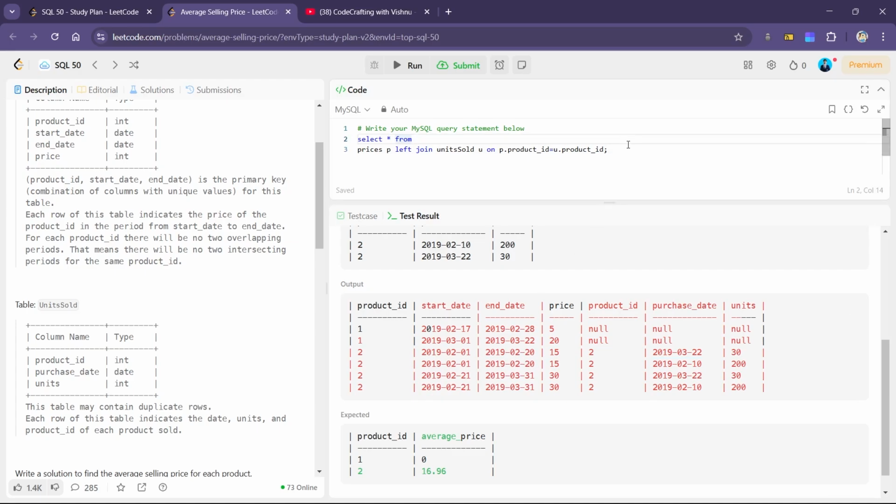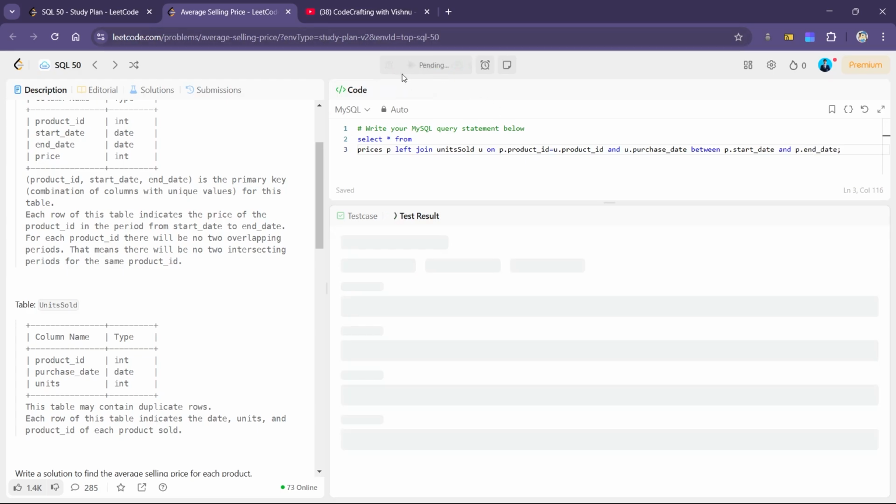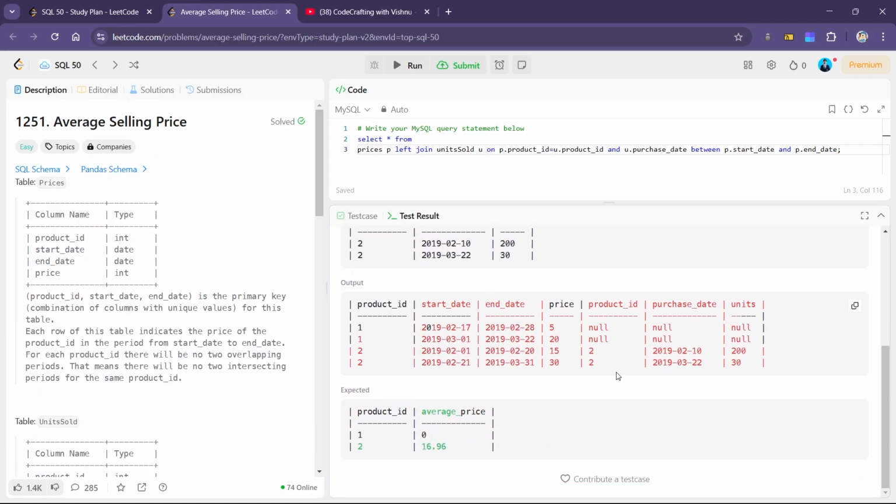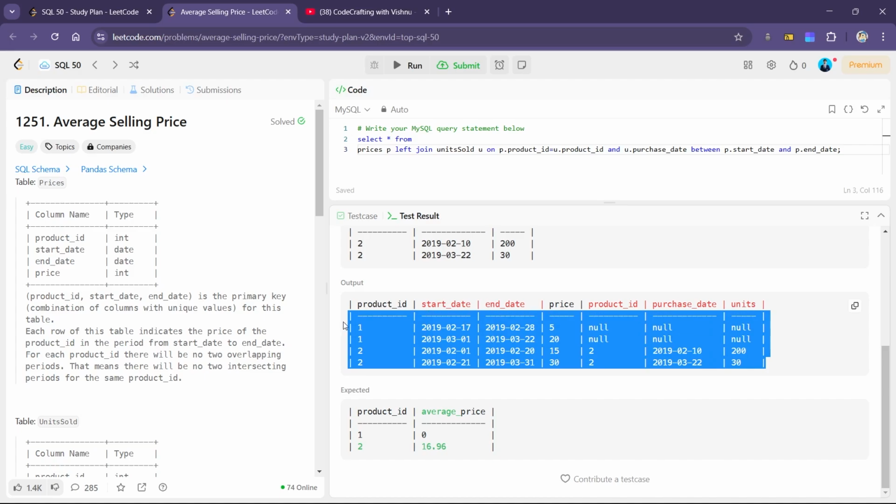So next condition will be that and u dot purchase date between p dot start date and p dot end date. So now you see we are left with only 4 entries.